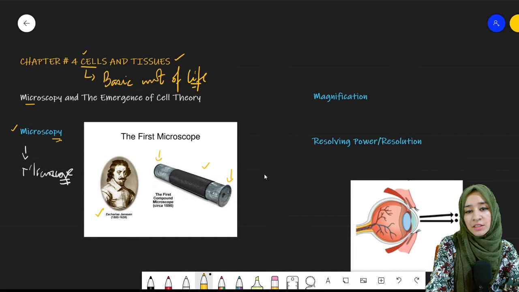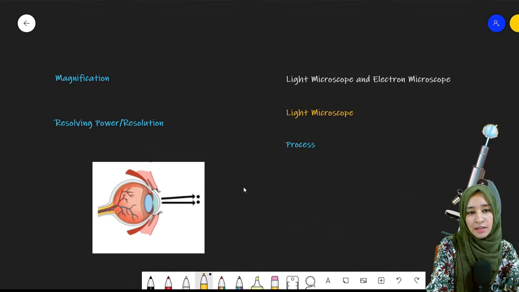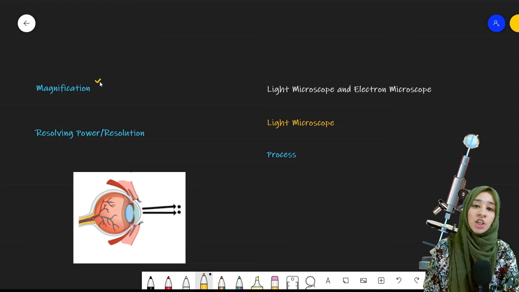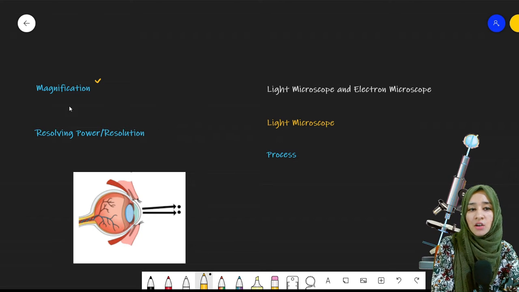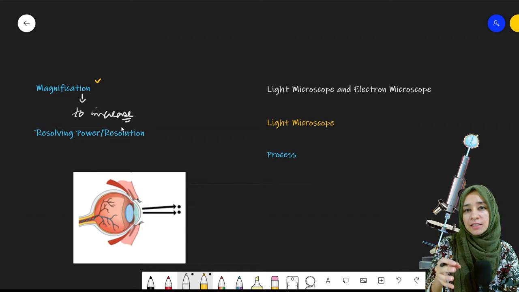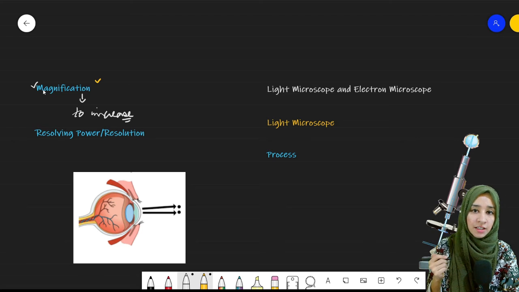So there are a number of terminologies that we need to understand when we have to study about microscope. The first thing is the magnification. What is the meaning of magnification? Magnification means to increase the size of an object. Every single microscope has the power to increase the size of an object to a certain extent. So the magnification is the increase in the size of an object.